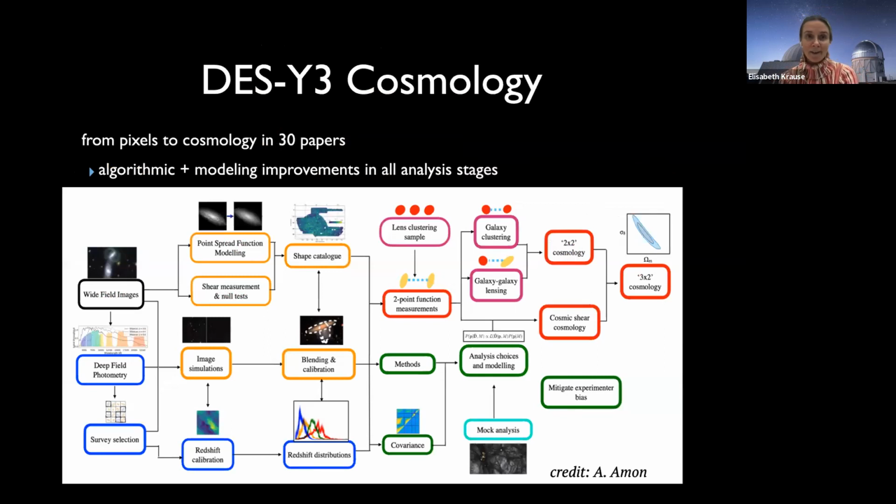This is a massive analysis, and the full path, going from pixel level data in terms of wide field images and point function modeling all the way to the 3x2 point cosmology, is described in 30 papers that present a lot of algorithmic and modeling improvements in all analysis stages. So I will not go into the details of these today, just to give you a flavor of the complexity that we already need to analyze 100 million galaxies. So you can imagine all the preparatory work and methods development that will be needed for Rubin analysis.